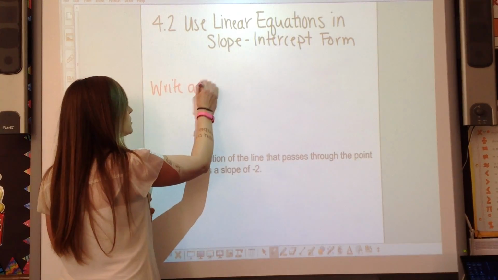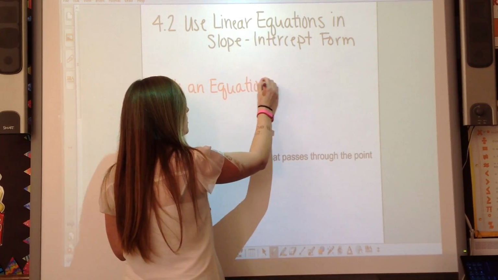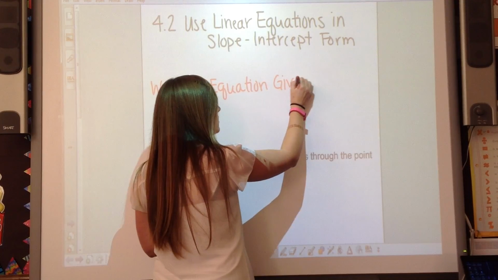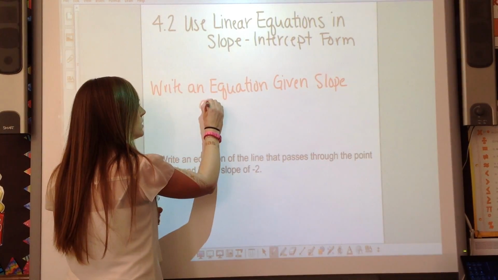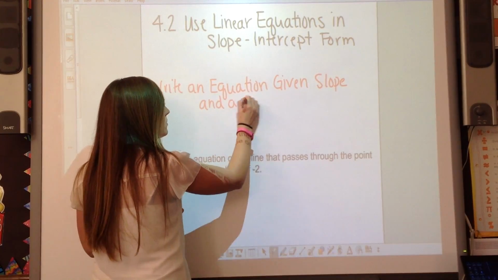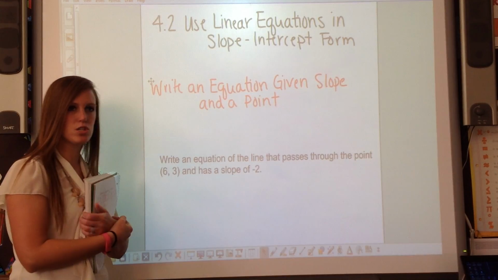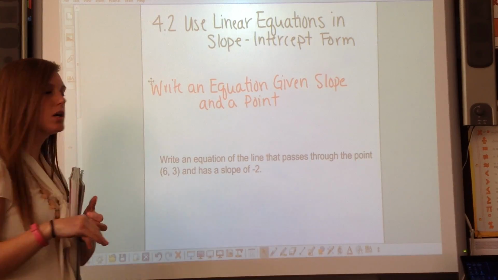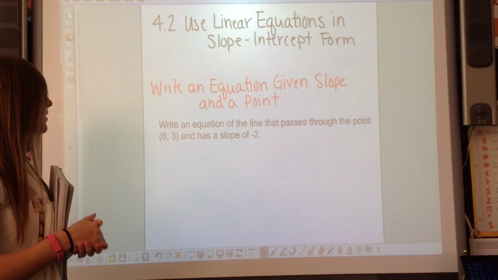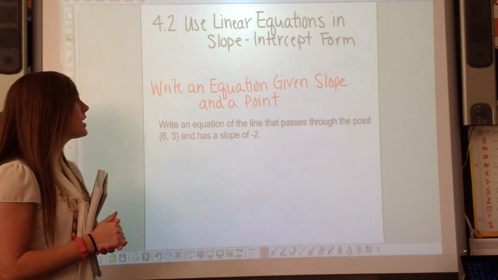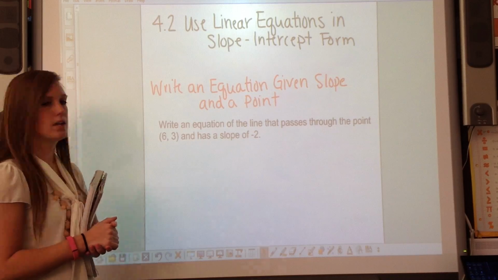Write an equation given slope and a point. So we can write an equation even though they give us one ordered pair and one slope. Here's the information that you should write down. Write an equation of the line that passes through the point 6, 3 and has the slope of -2.